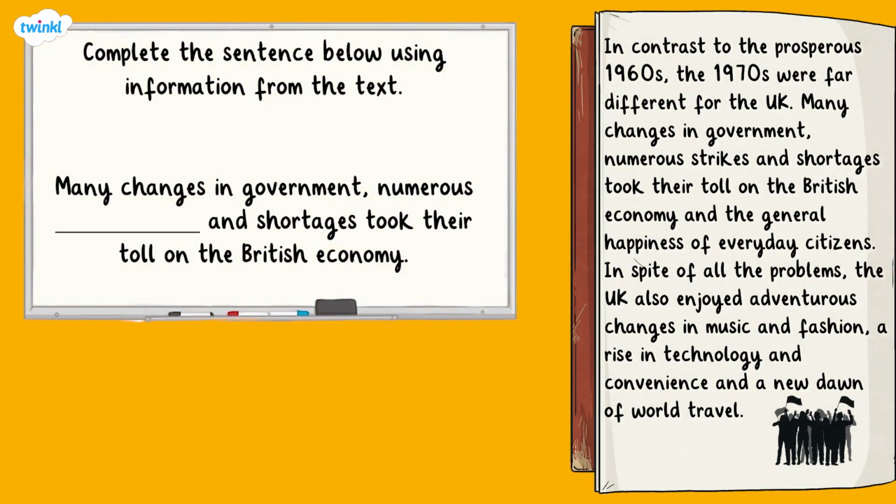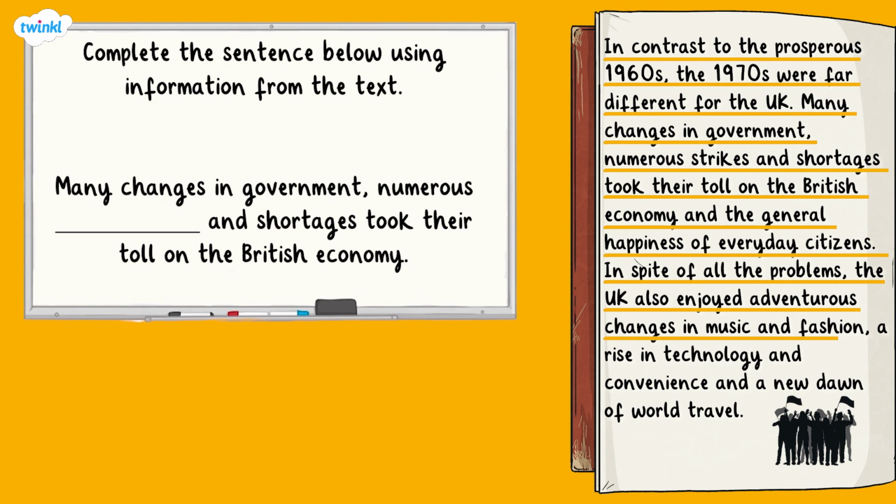Let's have a look at this example question from an extract of a non-fiction text about the 1970s in a bit more detail. Here is the extract it comes from. In contrast to the prosperous 1960s, the 1970s were far different for the UK. Many changes in government, numerous strikes and shortages took their toll on the British economy and the general happiness of everyday citizens. In spite of all the problems, the UK also enjoyed adventurous changes in music and fashion, a rise in technology and convenience, and a new dawn of world travel.